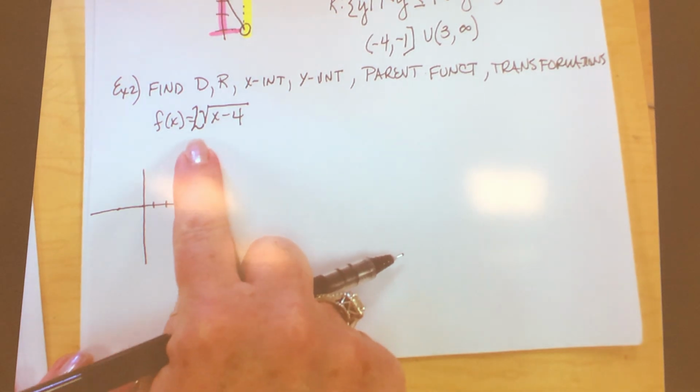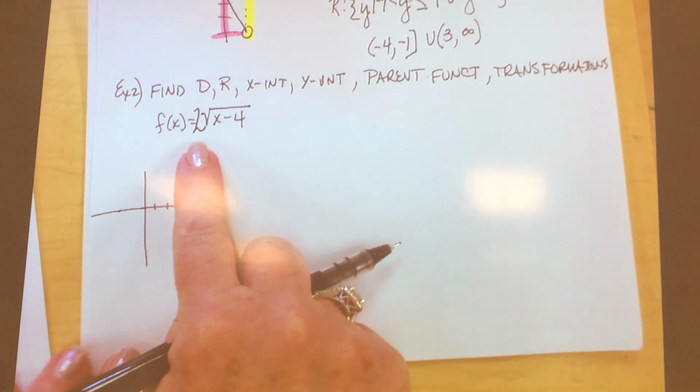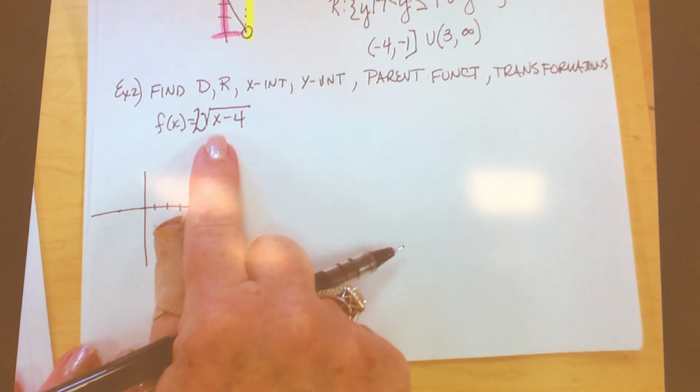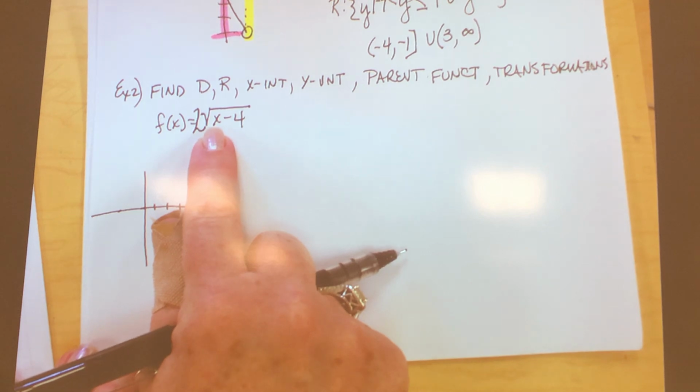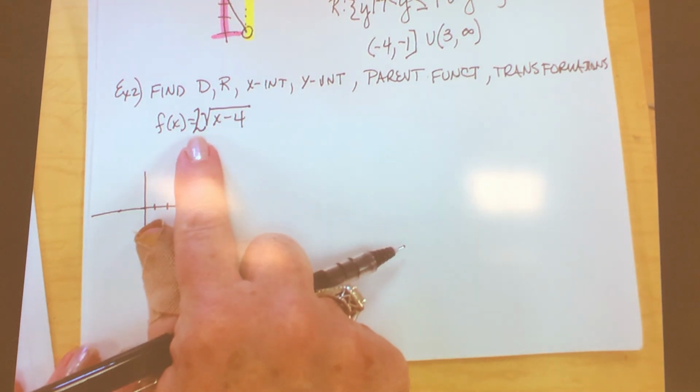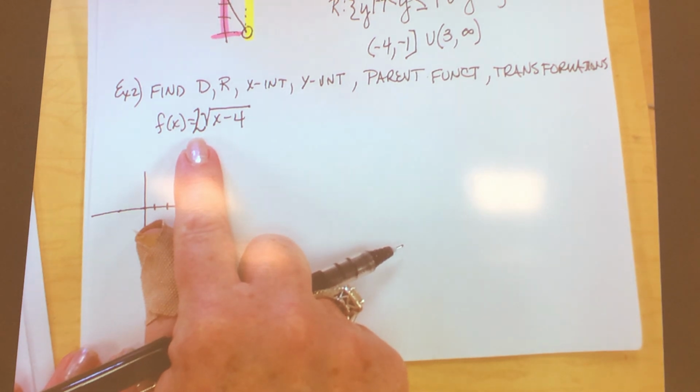What is this 2? Is it an X or a Y? Y. How do you know it's a Y? Because it's not with an X. Yeah, it's not inside there with an X. If it had been in there with the X, then that would have been different, okay? So it is a Y. So it is a vertical what? Stretch. If it's bigger than 1, it's a vertical stretch of 2. Remember how I said I wanted the number? If it's between 0 and 1, it's a vertical compression of like 1/2.